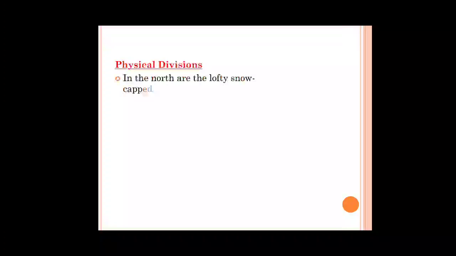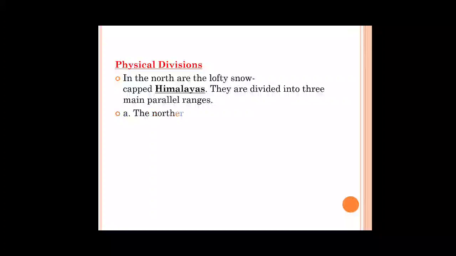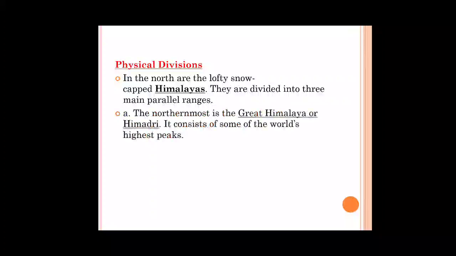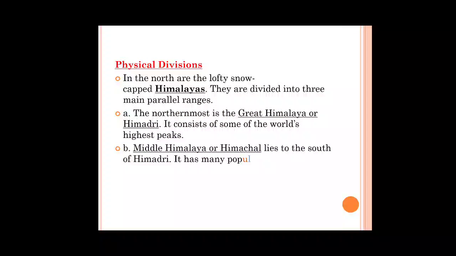Then, the next topic is physical divisions. India is marked by diversity of physical features such as mountains, plateaus, plains, coast and islands. Standing as sentinels in the north are the lofty snow-capped Himalayas. Him plus Alaya means the abode of snow, snow home. The Himalayan mountains are divided into 3 main parallel ranges. The northernmost is the Great Himalaya or Himadri. The world's highest peaks are located in this range. Middle Himalayas or Himachal lies to the south of Himadri. The Shivalik is the southernmost range of the Himalayas.